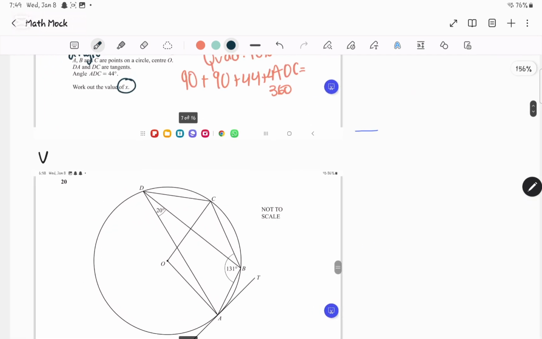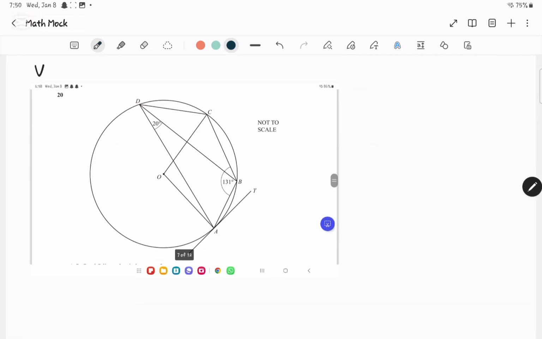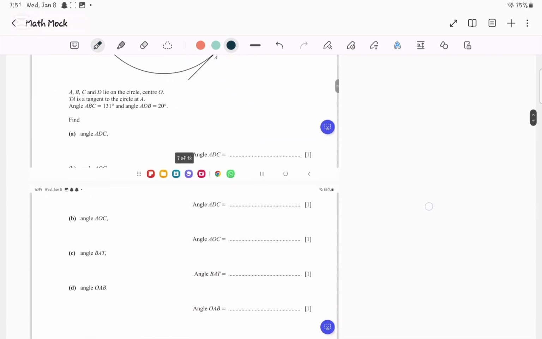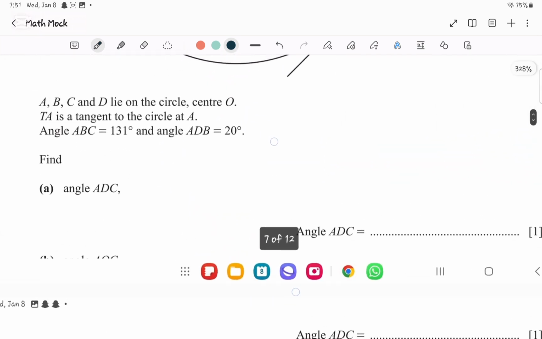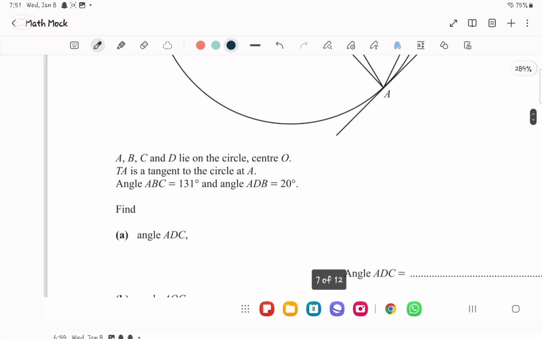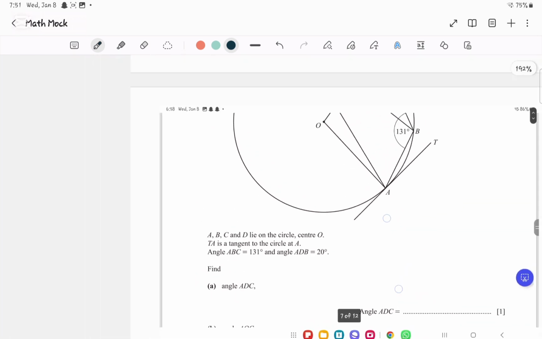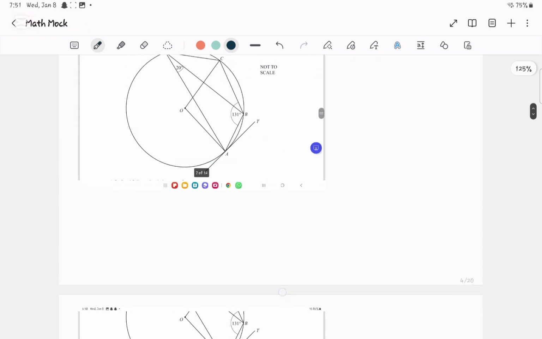So now we're moving on to a new past paper. In this past paper, we have only one question, but it has 4 parts: A, B, C, and D from question number 20. We have this graph, which is not to scale. They tell us that A, B, C, D lie on the circle, center O. TA is a tangent. If TA is a tangent, that means this is 90 degrees.